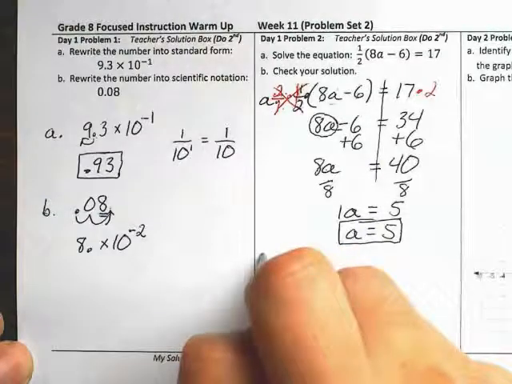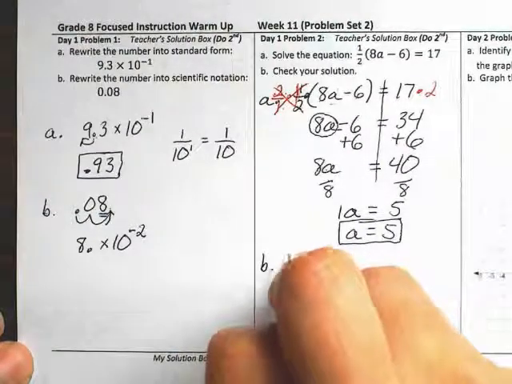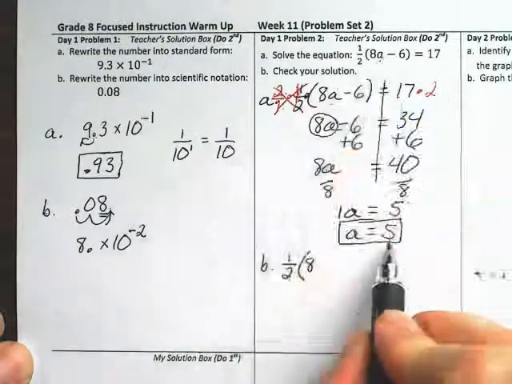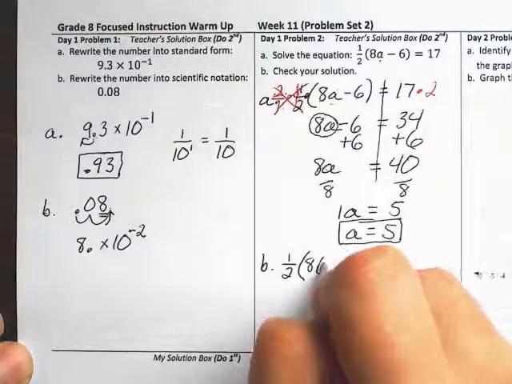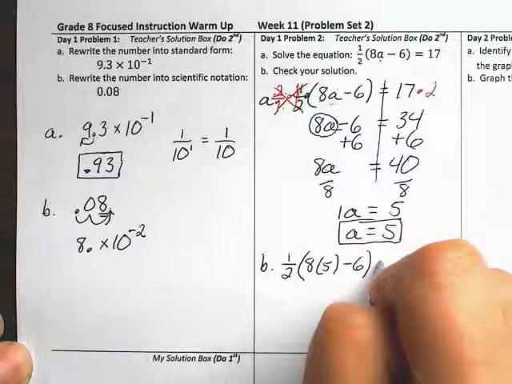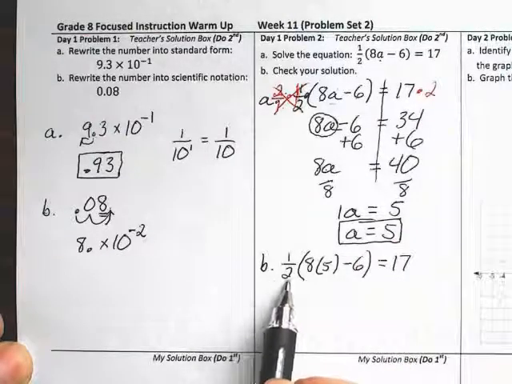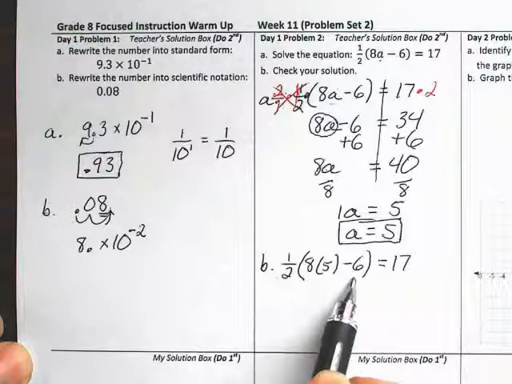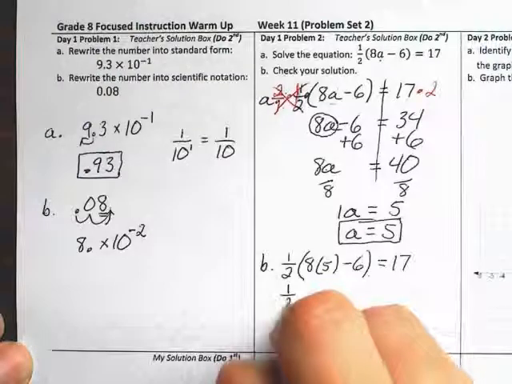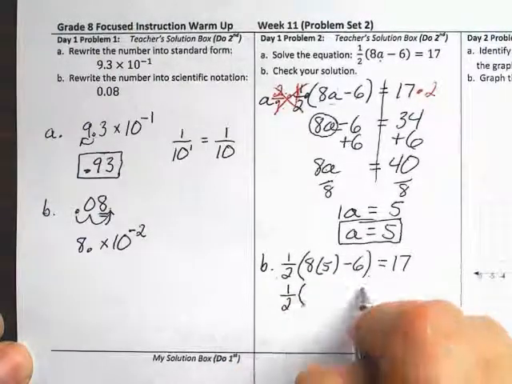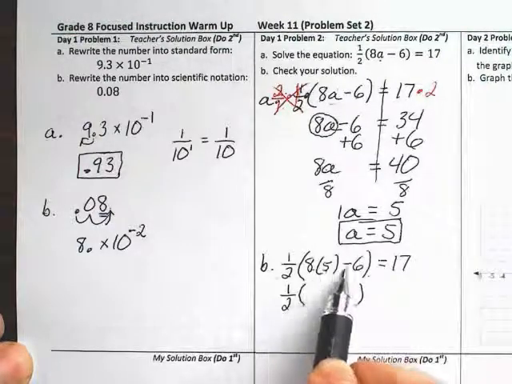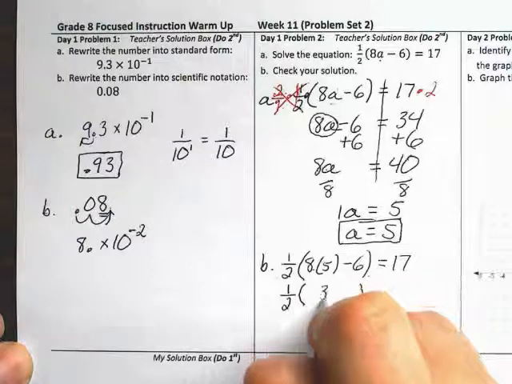Now in part B, let's check whether 5 is the right answer for A. So write the original equation down, and when we come across the A, let's substitute in a 5. If we simplify this expression and it turns out to be 17, then we know we have the right answer. So let's work within this set of grouping symbols first. 8 times 5 is 40, and 40 subtract 6 makes 34.